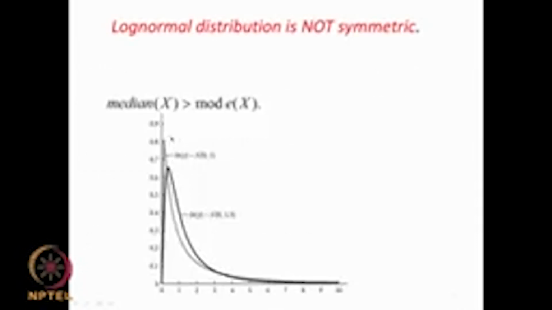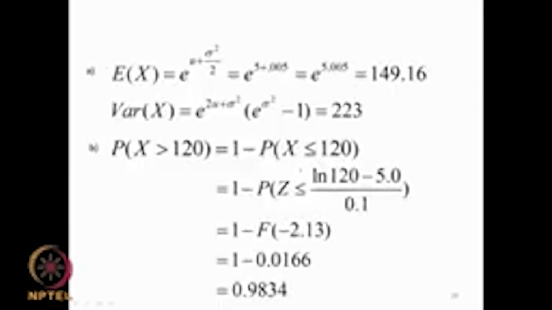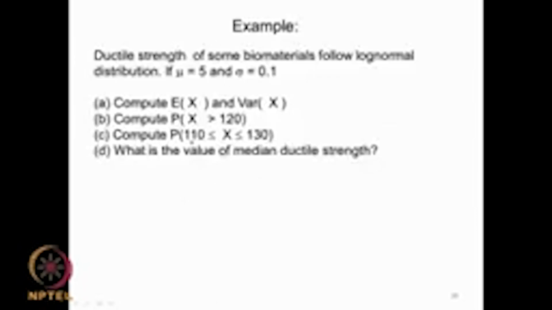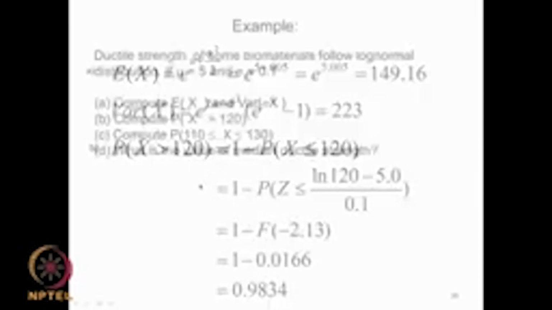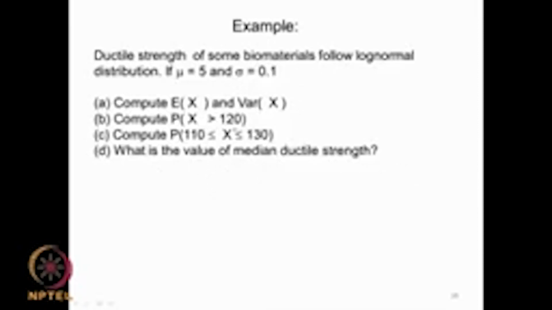Variance, what is the formula for variance? Variance is given like this, e^(2 mu plus sigma squared) times (e^(sigma squared) minus 1). So we calculate that and we get a variance of 223. Now, the question is compute the probability that the data will lie between 110 and 130. Before that, compute the probability for x greater than 120.